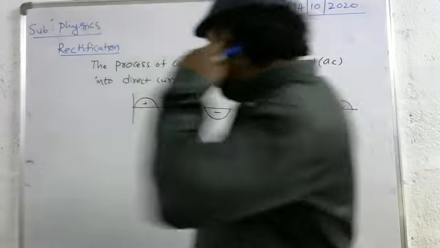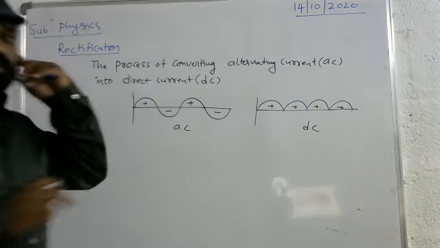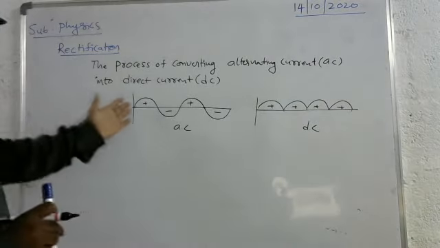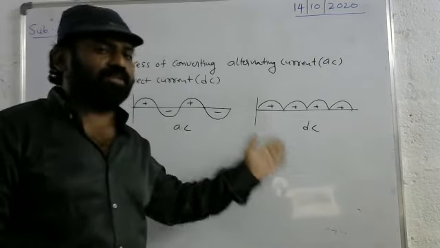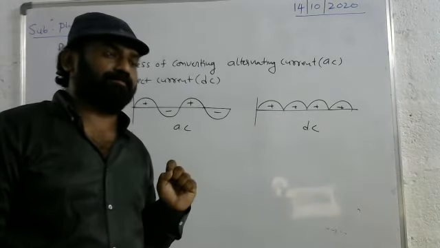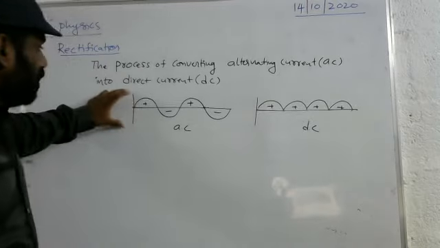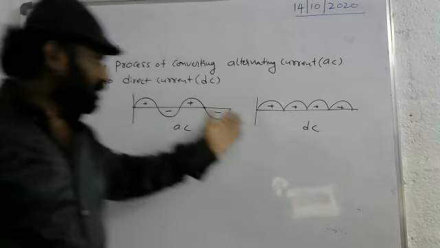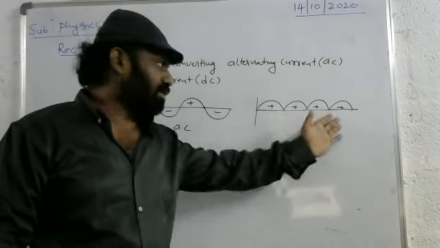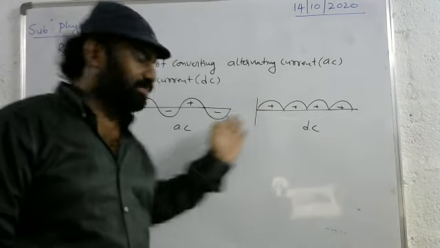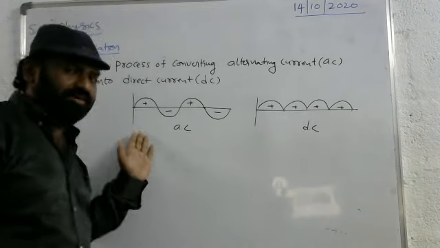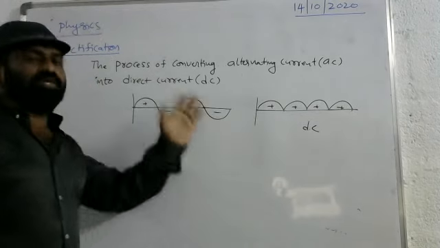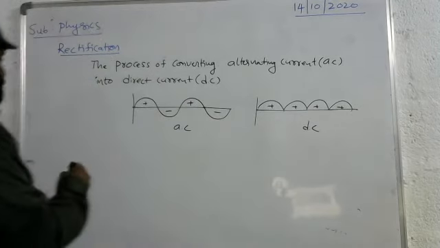So rectification is the process of converting alternating current into direct current. Here the alternating current is having positive and negative half cycles, but the direct current is in a direct manner, all having positive half cycles. Next, types of rectifiers.